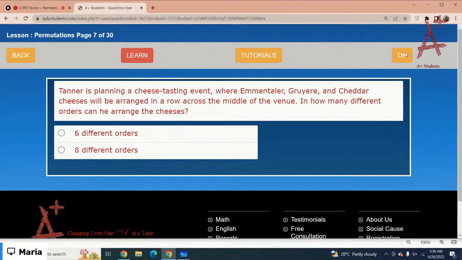Tanner is planning a cheese tasting event where Emmentaler, Gruyere, and cheddar cheeses will be arranged in a row across the middle of the venue. In how many different orders can he arrange the cheeses? Three types of cheeses. That means you need to evaluate 3 factorial. 3 factorial means 6 different orders. Got it?